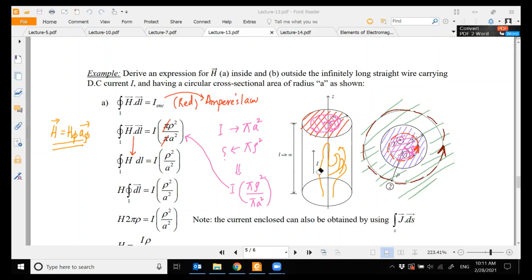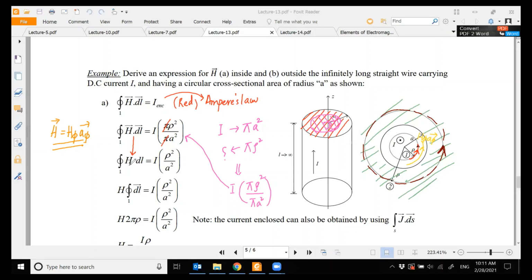Now, if you come here, let me erase this. What we have just seen is that my dl is in this direction, right? And from my experience, my magnetic field is also in this direction. This is my H phi a phi. So they are parallel. That's why the dot product is gone and you have just mere multiplication.